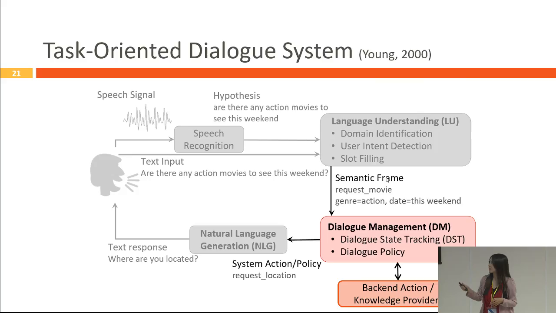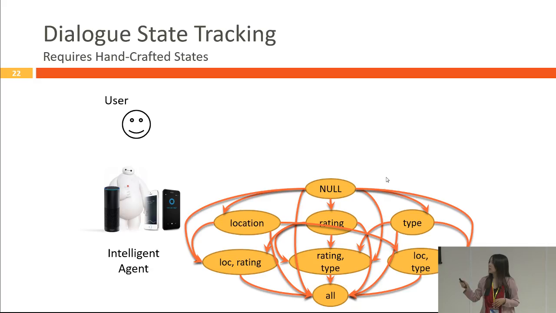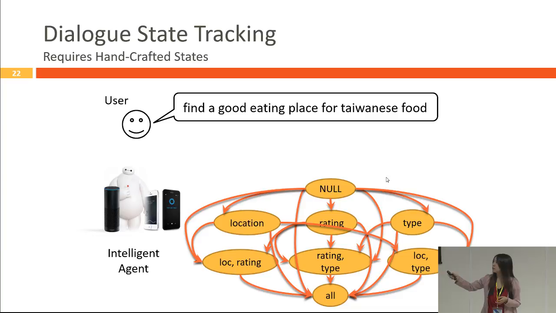For dialogue management, the first task is to estimate the dialogue state. We call it dialogue state tracking. In the beginning of the conversation, we start from the null state. And after the user says, "Find a good eating place for Taiwanese food," they mention constraints about rating and type. So we can imagine the state transitions from the null state to the rating plus type state.